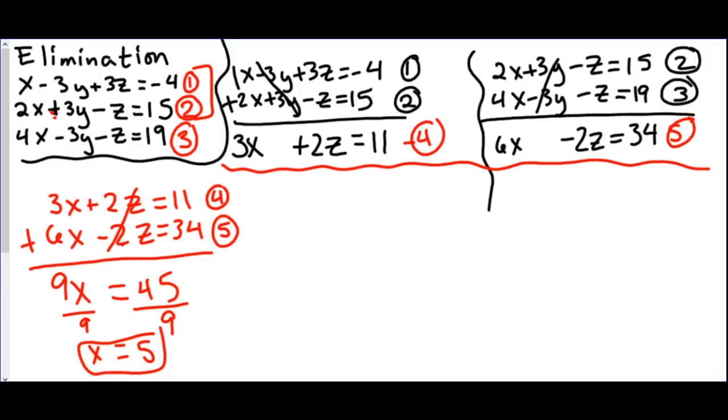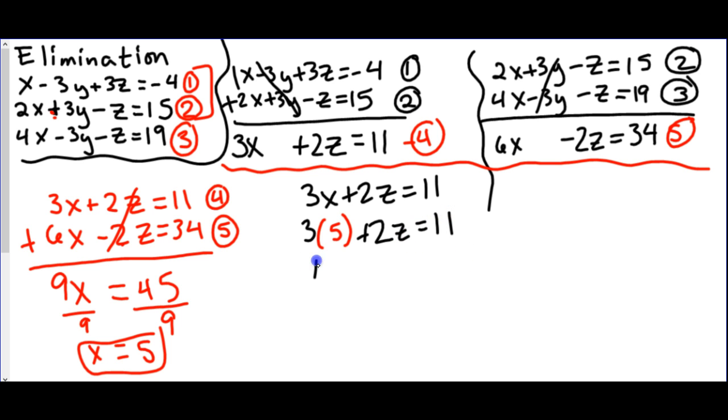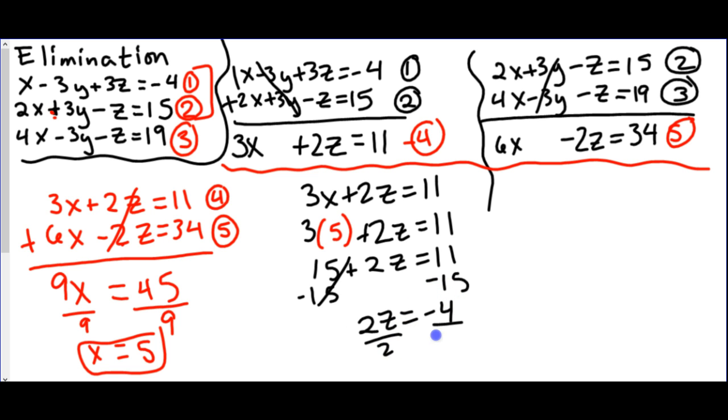On equation 4, we have 3x plus 2z equals 11. I'm going to replace the letter x with what I found for x, which was 5. And I'm going to go through and solve this equation now for z. 3 times 5 is 15. I'm going to have to do some opposites. I'm going to minus 15 from both sides. 11 minus 15 is negative 4. Divide both sides by 2, and z is negative 2. So we're almost there, 2/3 of the way.